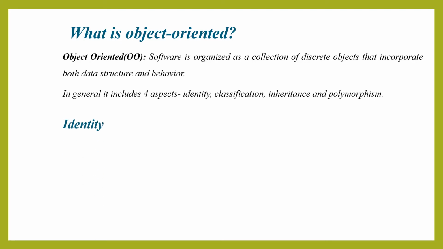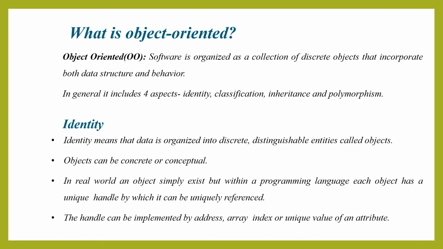Coming to the first characteristic of object oriented, that is identity. Let us see what identity is. Identity means it should be unique. As we all know, each one of us is unique. In the same way, the objects we are creating for a particular thing should have identity, which means they should have some unique way of representation. So, identity means the data which is quantized or organized into discrete or distinguishable entities are called objects. Identity is nothing but object creation.